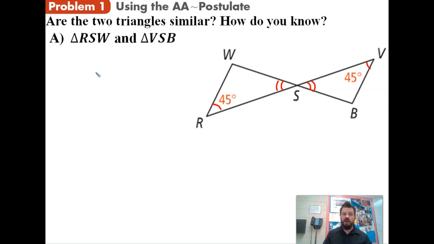So that's my second of the two angles I need. Therefore, for this question, are they similar? We can say yes. And how do we know? By AA~, as in the angle-angle similarity postulate. If two triangles have two angles congruent, the triangles are similar, all the angles are congruent, and the sides are proportional.